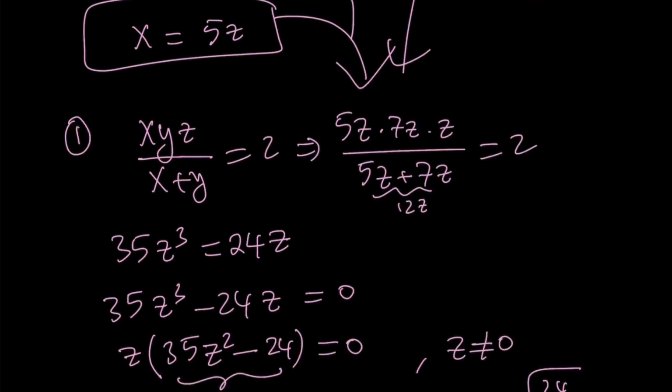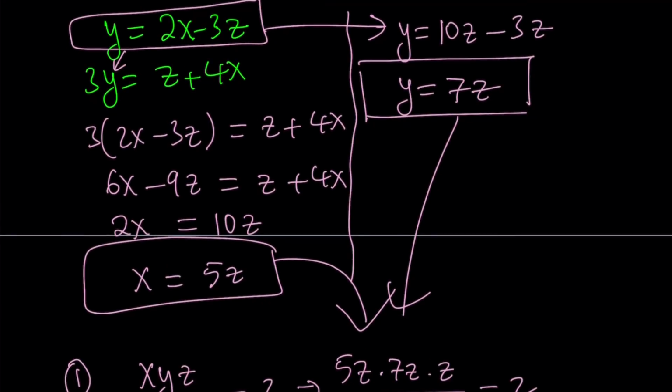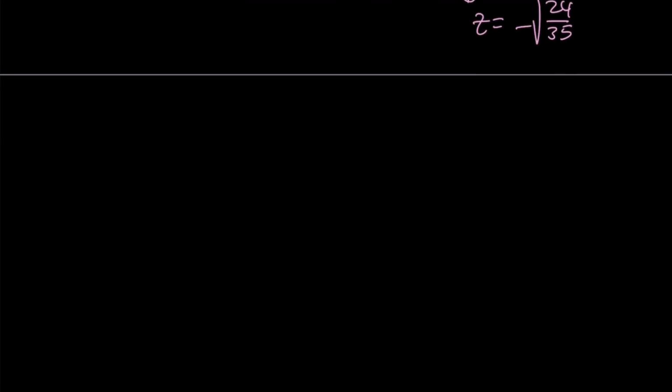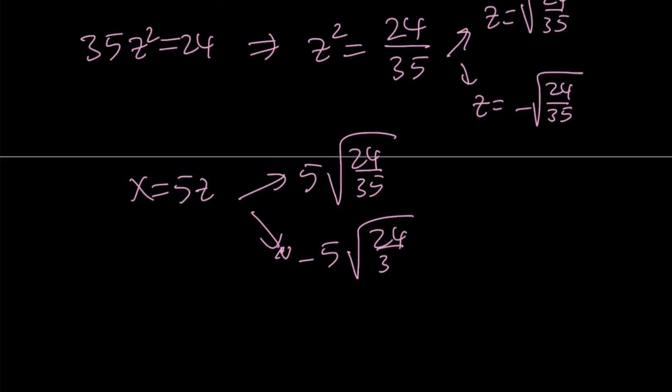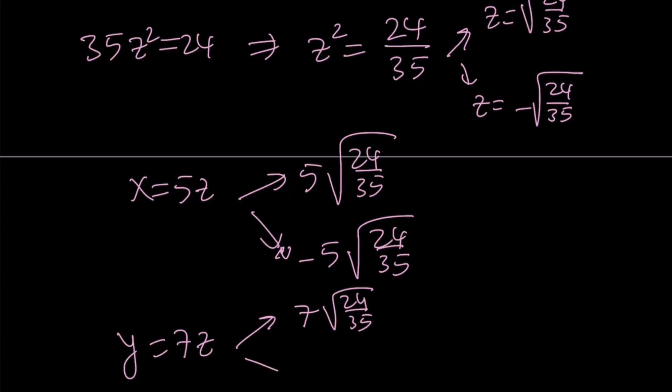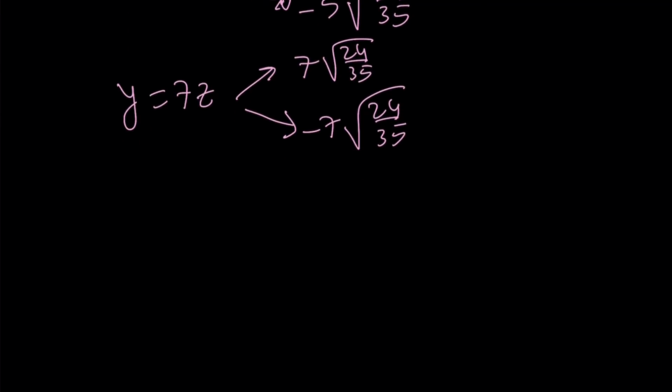So we got two solutions for z, which means that we're going to have two solutions for x and two solutions for y, because remember, we were able to write x and y in terms of z. So now we know that x equals 5z. So from here, x can be 5 times the square root of 24 over 35, or the opposite, negative 5 times this. And we also know that y is equal to 7z. It can also be written as 7 times this and the opposite of that. So that gives us all the solutions, but of course positives go with positives, negatives go with negatives.